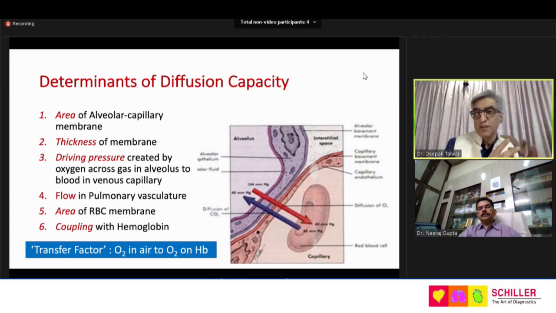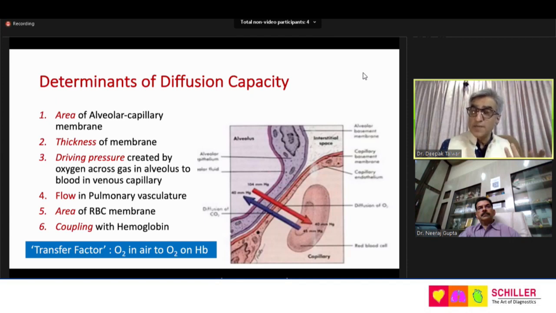So this is important for clinical application. If the diffusion capacity is low, it could be that the area of the alveolar capillary membrane is abnormal, or the thickness of the alveolar capillary membrane is abnormal. The driving pressure which is created for the oxygen to go across the membrane may be different. It may be the flow in the pulmonary vasculature which is obstructed, or increased pressures in pulmonary hypertension. All these will ultimately affect the diffusion capacity.